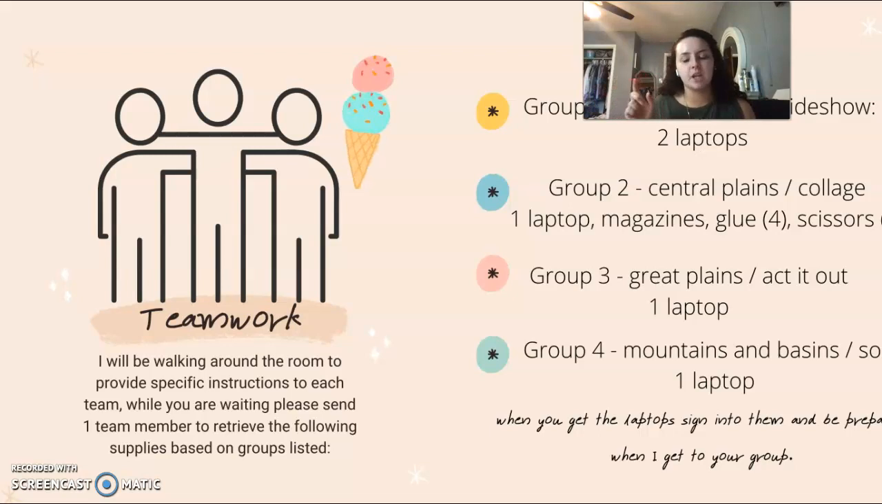Group 3, I want you to just get 1 laptop, and group 4, just 1 laptop. But groups 3 and 4, when you get the laptop, I need you to connect it to the classroom printer so that you can print out a copy of your song and script so that I have that, okay?